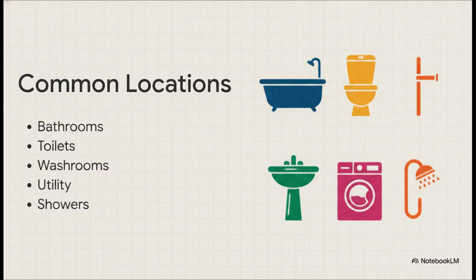So, where do we actually use these things? Well, you're going to find sunken slabs in spaces where controlling water and hiding pipes is an absolute must. We're talking bathrooms, toilets, washrooms, utility areas, and dedicated shower rooms. Literally, any zone in a building that relies heavily on plumbing networks needs this exact engineering technique to keep water from sneaking into dry areas.